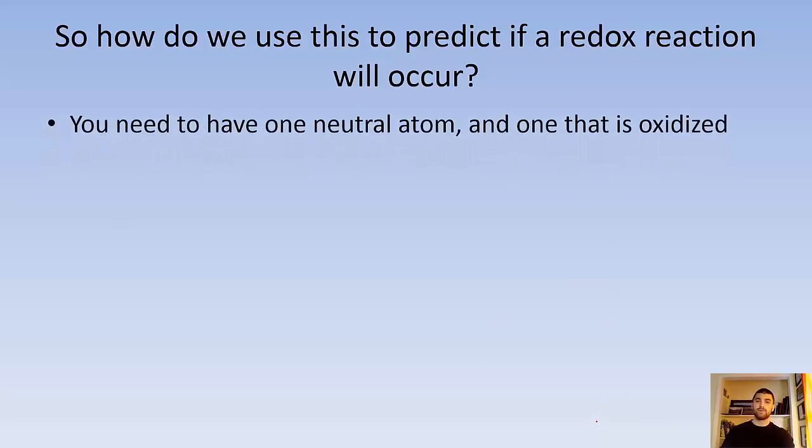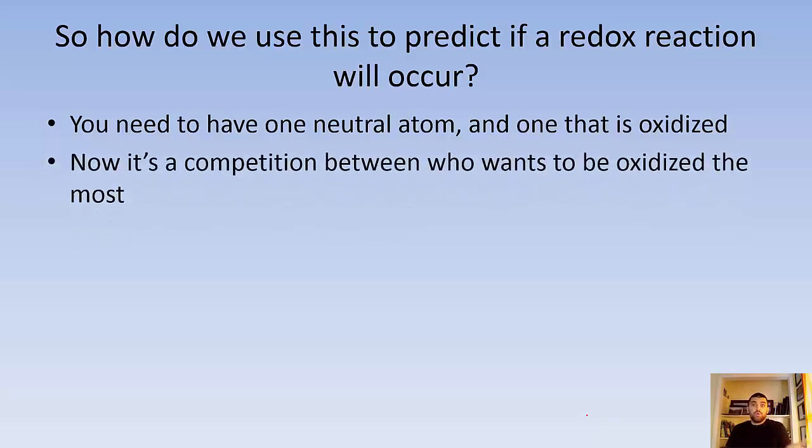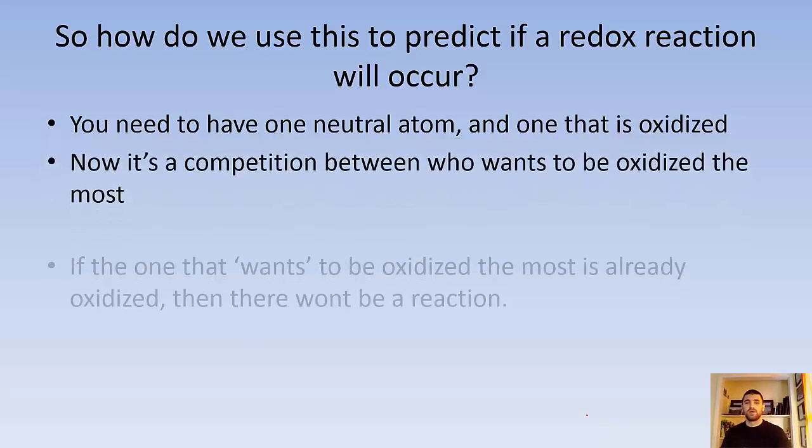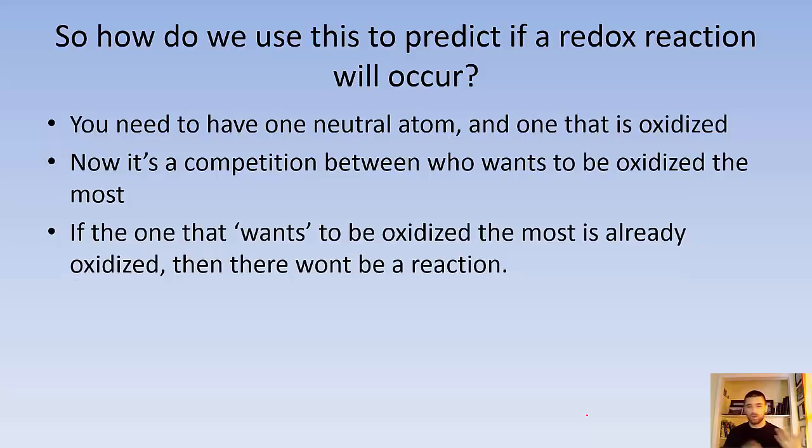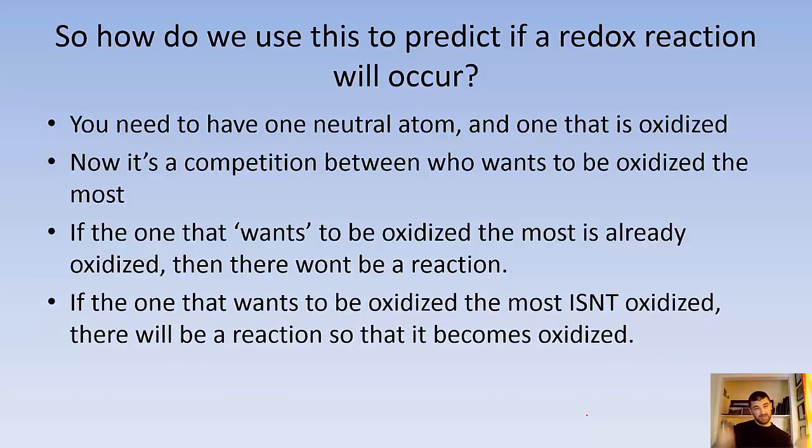Well, you need to have one neutral atom and one that is oxidized, right? So you're going to have them compete for which one's going to be oxidized. Now it's competition: who wants to be oxidized the most? If the one that wants to be oxidized the most is already oxidized, then there won't be a reaction. There's no reason to react if it's already oxidized. There's nothing to do.